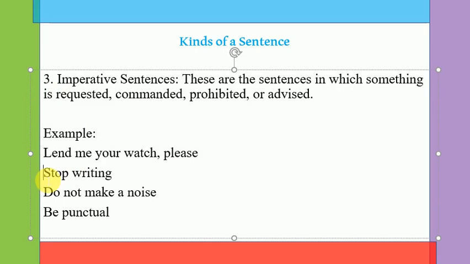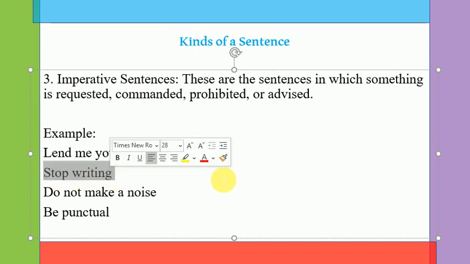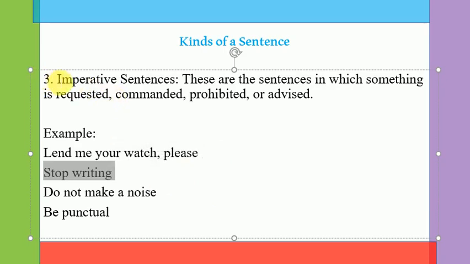Another example is "Stop writing." For example, if your teacher gives you an assignment or a quiz and gives you a specific time within which you have to complete that quiz, and after that time has elapsed, he asks you to stop writing. So he's commanding you to stop writing.